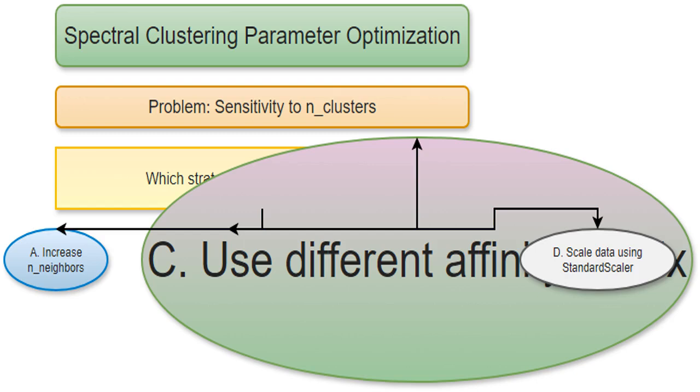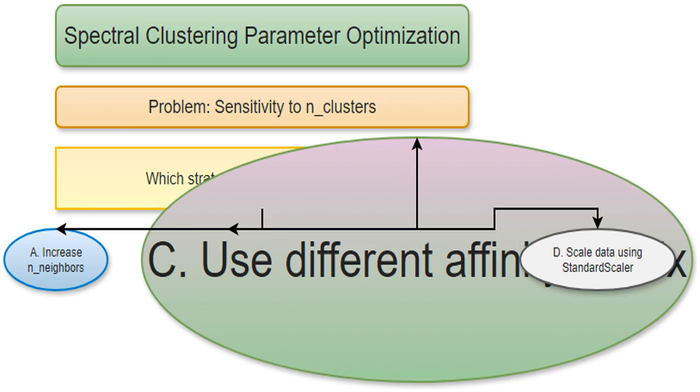Using an alternative affinity matrix, like nearest_neighbors, changes the way data relationships are captured. This can affect the resulting cluster structure significantly, potentially making the results more stable with respect to n_clusters. This offers a completely different perspective.